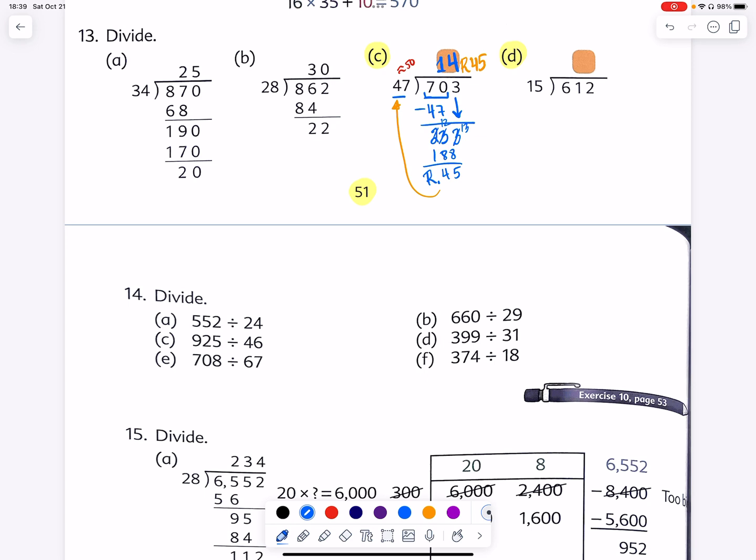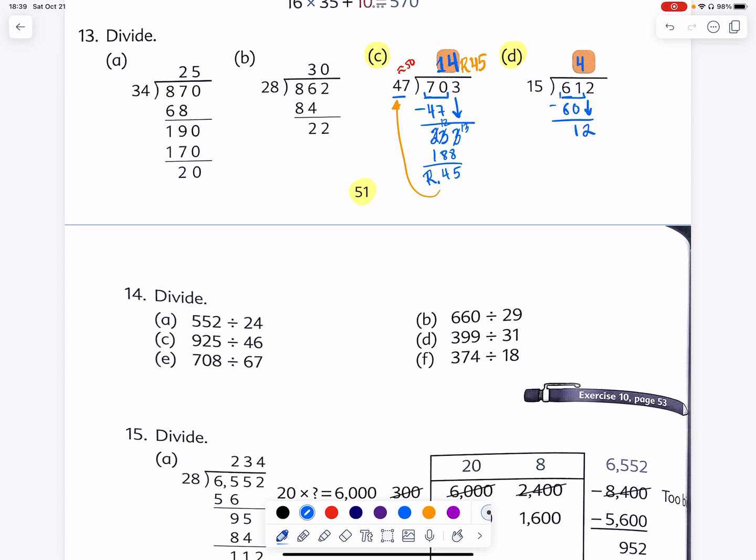Well, 15 does not go into 6. Let's grab the next digit. 15 goes into 61. We know it's an easy fact, we remember, 4 times. 15 times 4 is 60. Remainder is 1. Let's bring down the next digit.